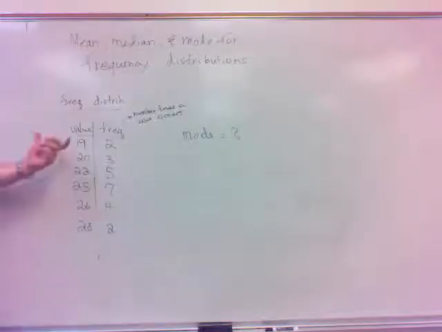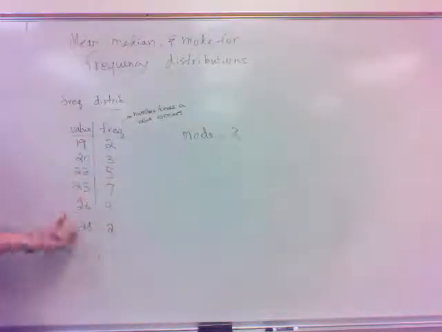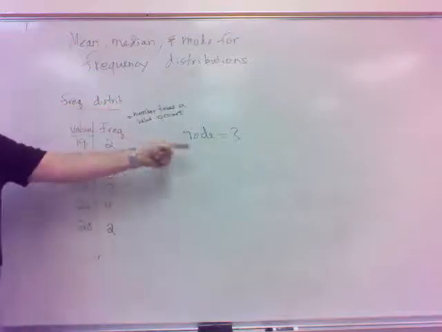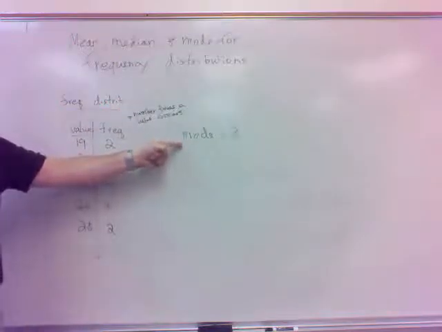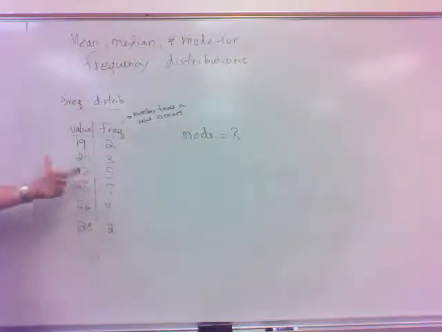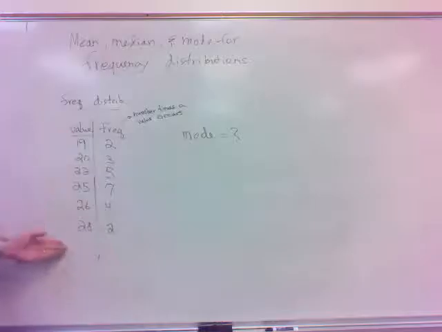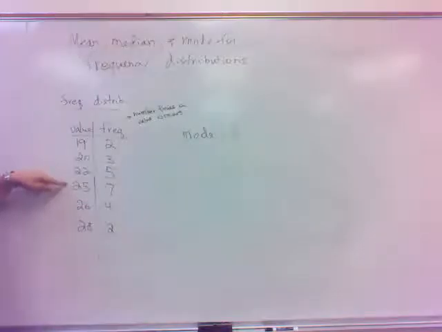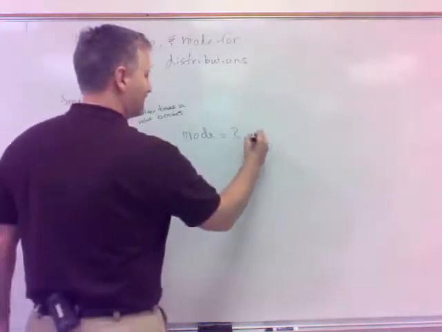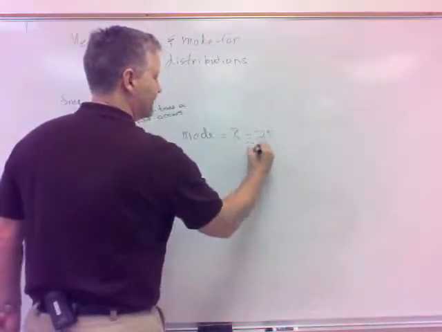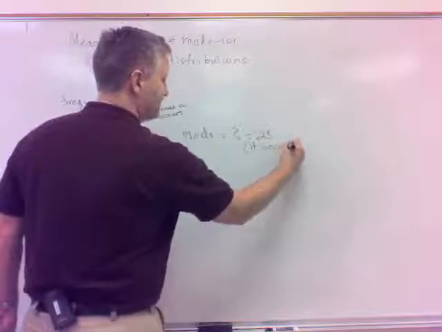Well, here's the values, so it's got to be one of these. These are my values, right? The most frequently occurring value. Now, this isn't the total list. Like I said, if I wrote them all out, I'd have 19, 19. I'd have 20, 20, 20. Which one occurs most often? 25. Doesn't it? How many times does 25 occur? It occurs 7 times. The mode's 25, because it occurs 7 times. Its frequency is 7.